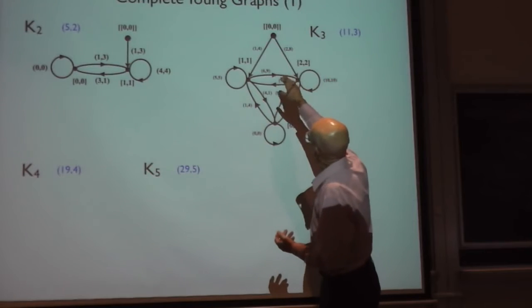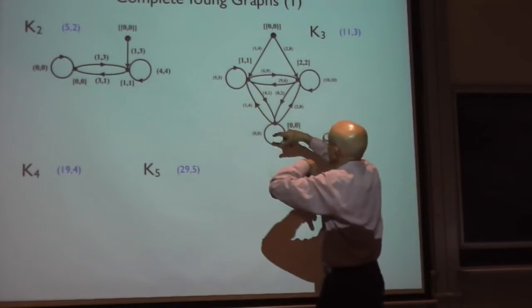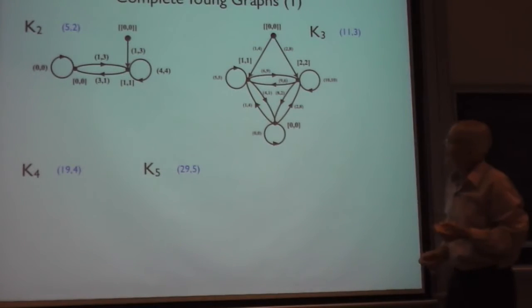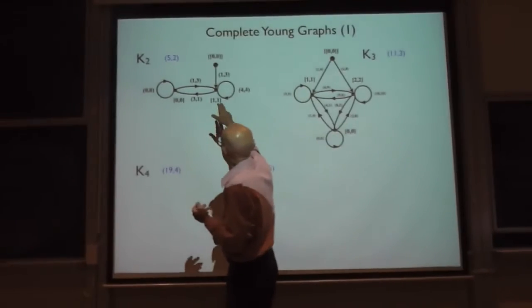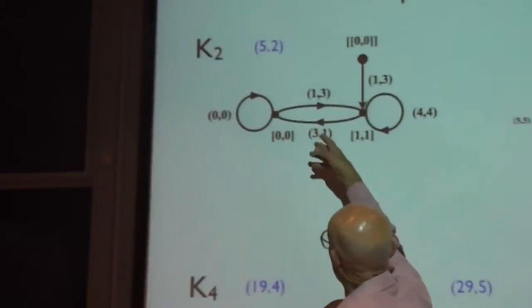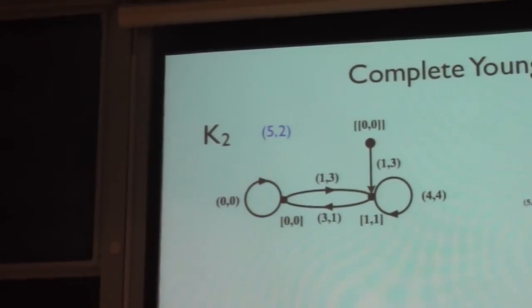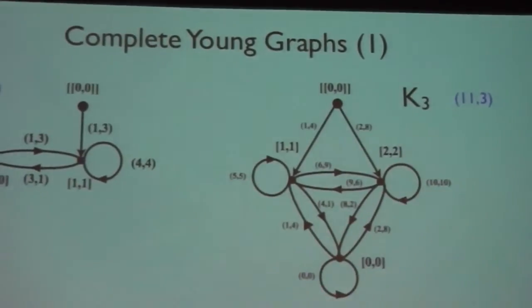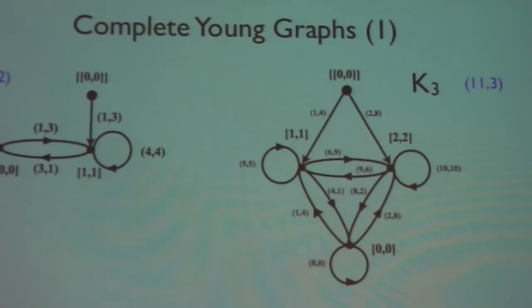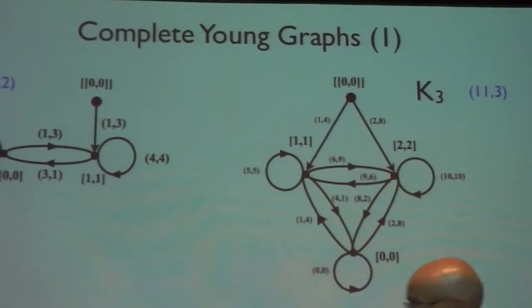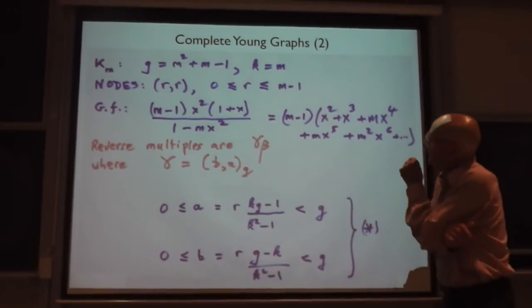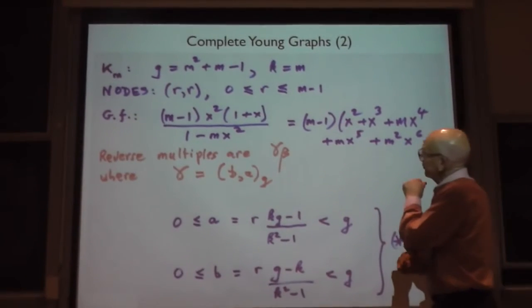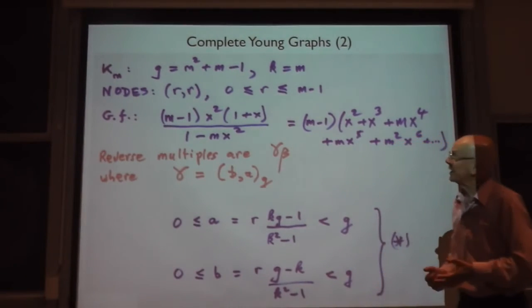So here's K3. Apart from the starting node, it's got 3 other nodes, and you have edges between every possible pair of nodes. So K2 is the base 5 multiply 2 example I already showed you. K3 doesn't appear until base 11 multiplier 3, and you get that. You get K4, K5, and so on. And you can prove that if the base G is of the form n squared plus n minus 1, and the multiplier is n, then you get Km.